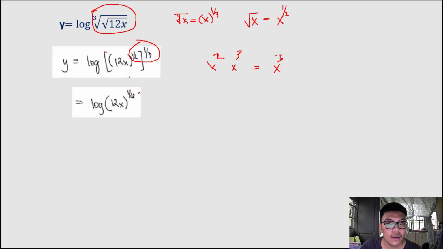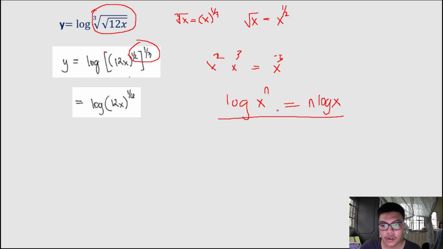Okay? So properties ng logarithm, papasukan natin ng properties. Kung meron kang log x raised to n, so yung n natin, pwede mong ilagay sa unahan. Okay, yan. N times logarithm of x. Okay? So you can bring down the exponent or you can multiply the exponent here. So ayan, ano?